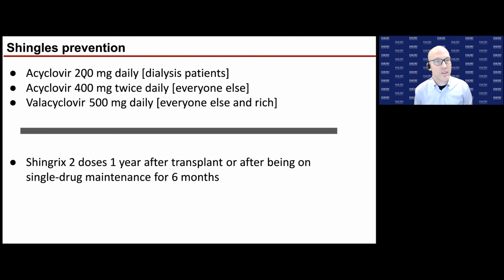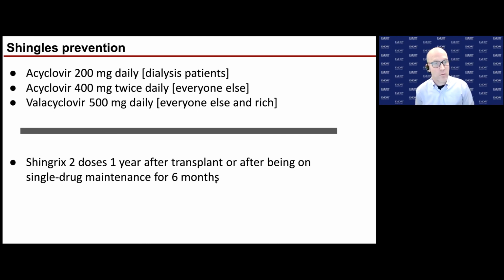We usually give acyclovir once a day for dialysis patients and twice a day for everyone else. You can give Valtrex or valacyclovir 500 milligrams daily, but it's a significant cost differential for most people, so we tend to use a lot of acyclovir. And for myeloma patients, Shingrix is available for those patients greater than age 50. You usually do 2 doses, and we usually recommend doing this either a year after autologous transplant or after being on single drug maintenance for about 6 months in those patients who are not moving forward with autologous transplant.